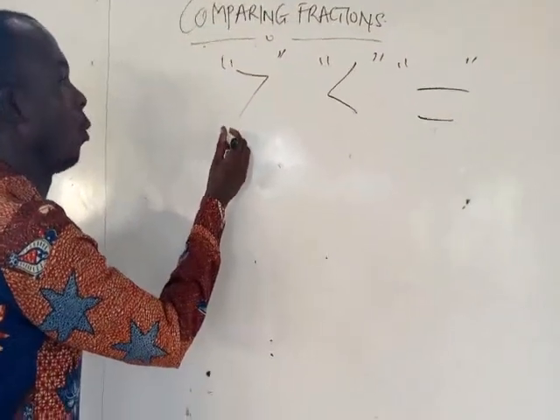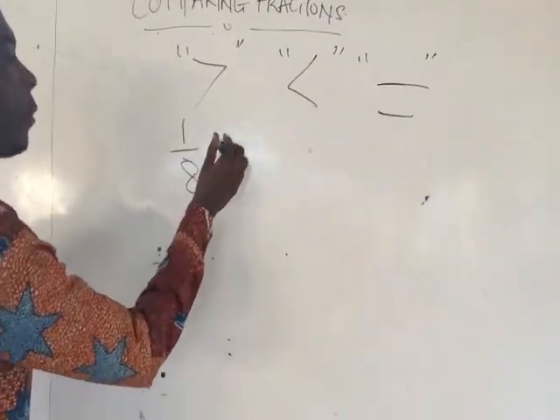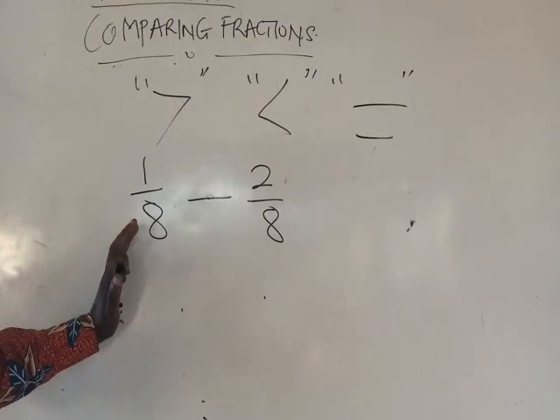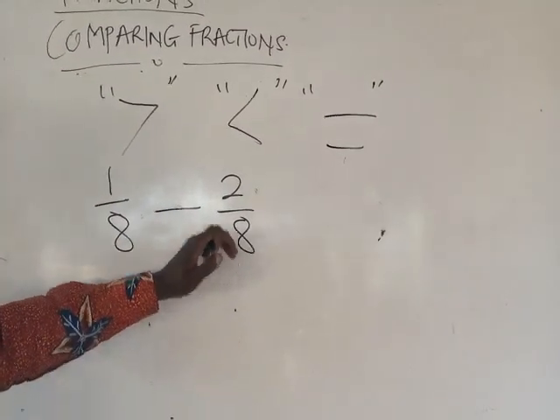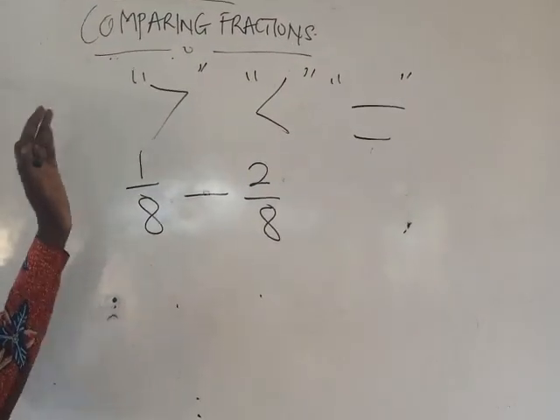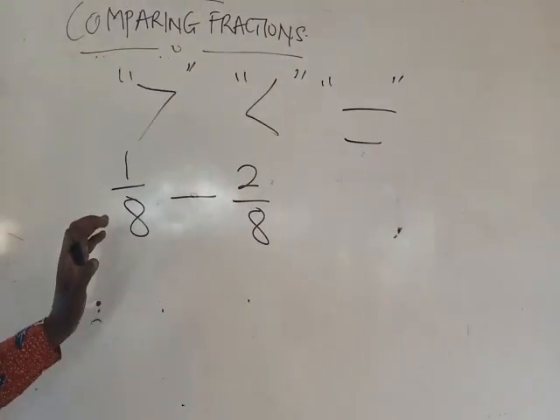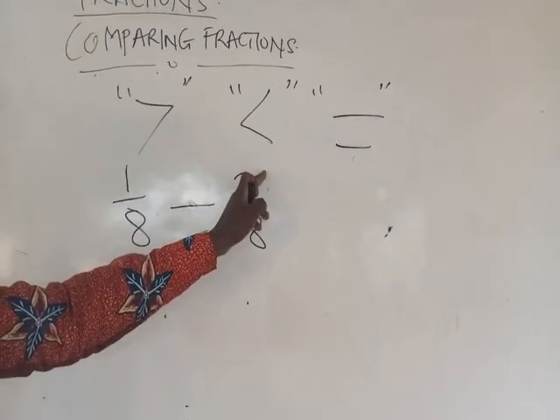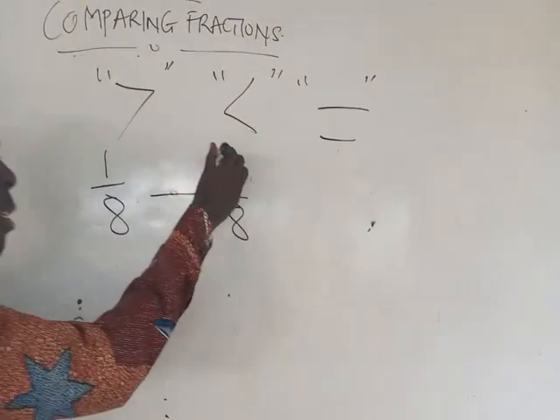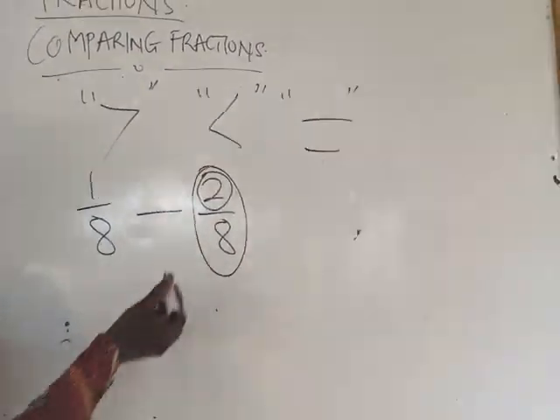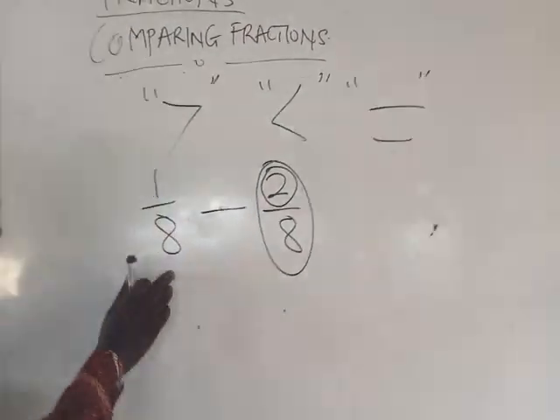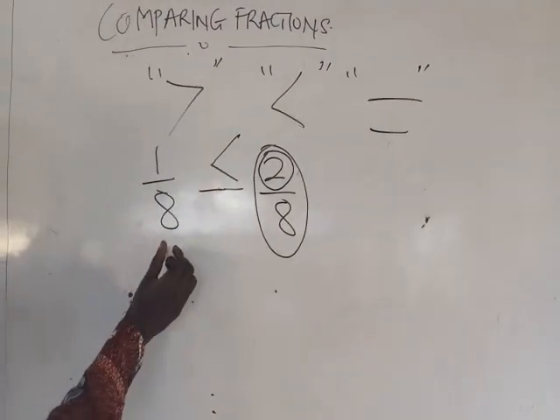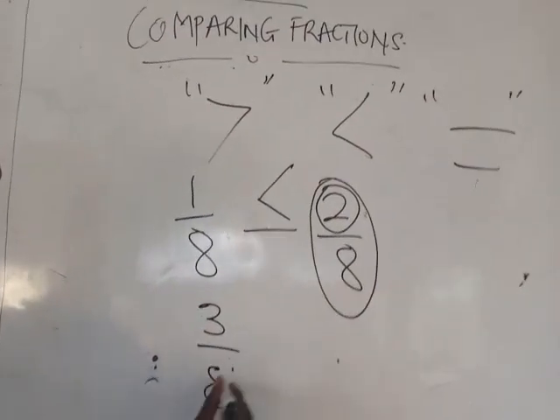Let me give you an example. 1 over 8 and 2 over 8. You see, we are having 1 over 8 here and 2 over 8. This time, we are not having same numerators, but what? Same denominators. And once you are given same denominators, I am saying that the one with the greatest numerator is the greatest what? Fraction. This means this 2 over 8 is the greatest fraction. So once this one is here, it means this one is less than what? 2 over 8. Another example. 3 over 8.